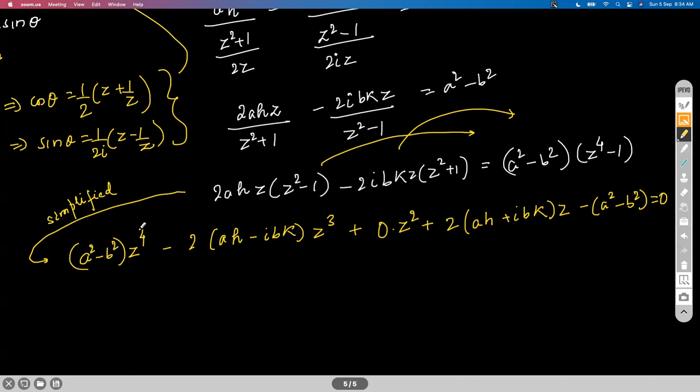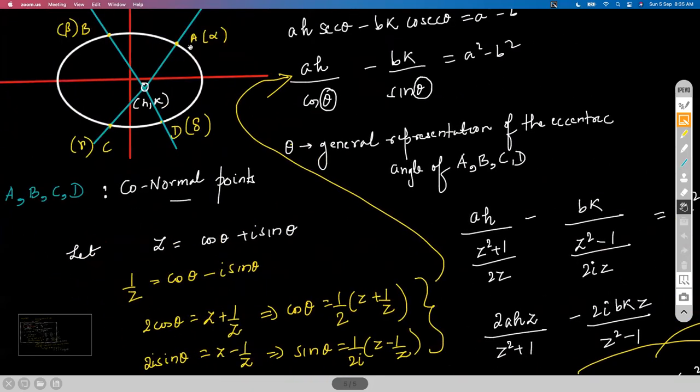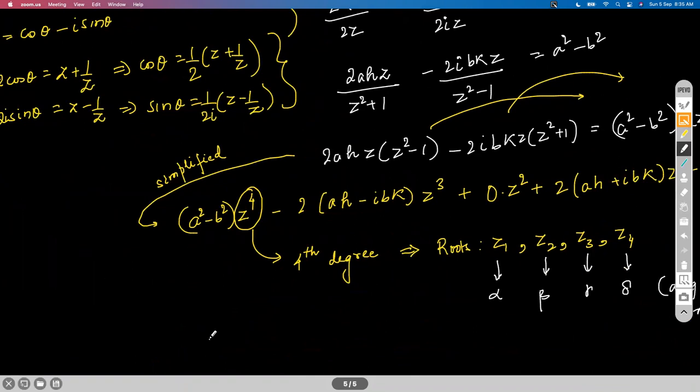Okay. Now, what does this fourth degree expression or fourth degree polynomial in Z tell you? That there are four possible Zs. So this is a fourth degree expression. A fourth degree expression implies that there will be four roots to it, correct? And if there are four roots to it, for each of the roots, there will be one argument, and that argument is nothing but your eccentric angle for the corresponding point. Let's say alpha, beta, gamma, delta. Okay. So let's say these are the arguments of your roots Z1, Z2, Z3, Z4. So every argument basically signifies that there is a point on the ellipse where these normals are going to meet. In fact, indirectly speaking, there are four points from where if you draw normals, they will be concurrent at h, k. So this signifies that there will be four co-normal points.